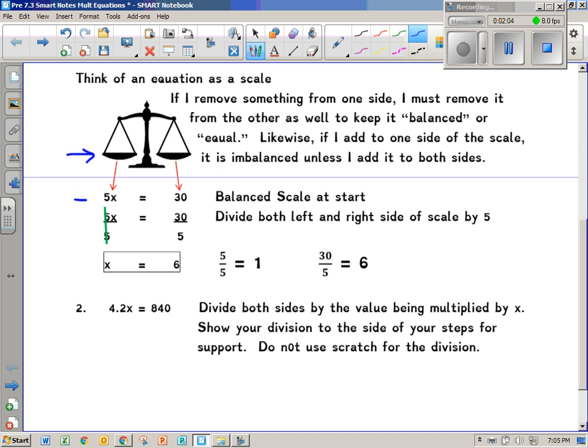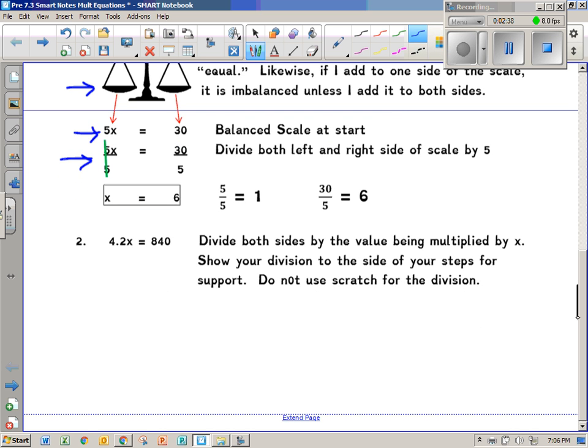Since we're trying to figure out the x, which represents some unknown value, we want to unmultiply. To unmultiply means divide. So that's what I'm doing right here. I'm dividing both sides by 5 because the 5s will divide out and I'll get x, which is what I'm looking for. 30 divided by 5 is 6. Seems pretty simple. So I've given you one that's a little harder, at least to see initially.